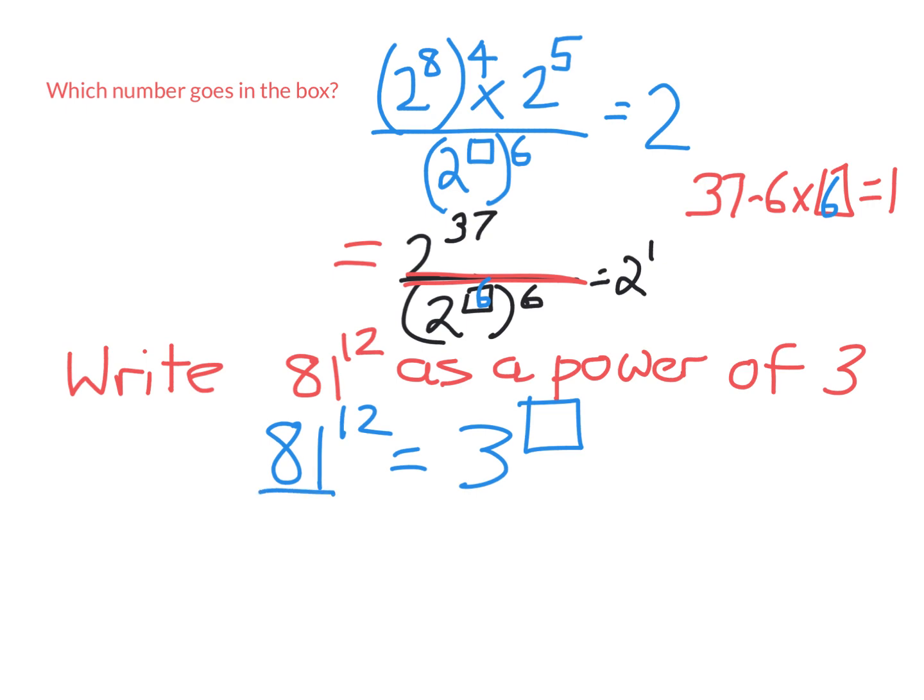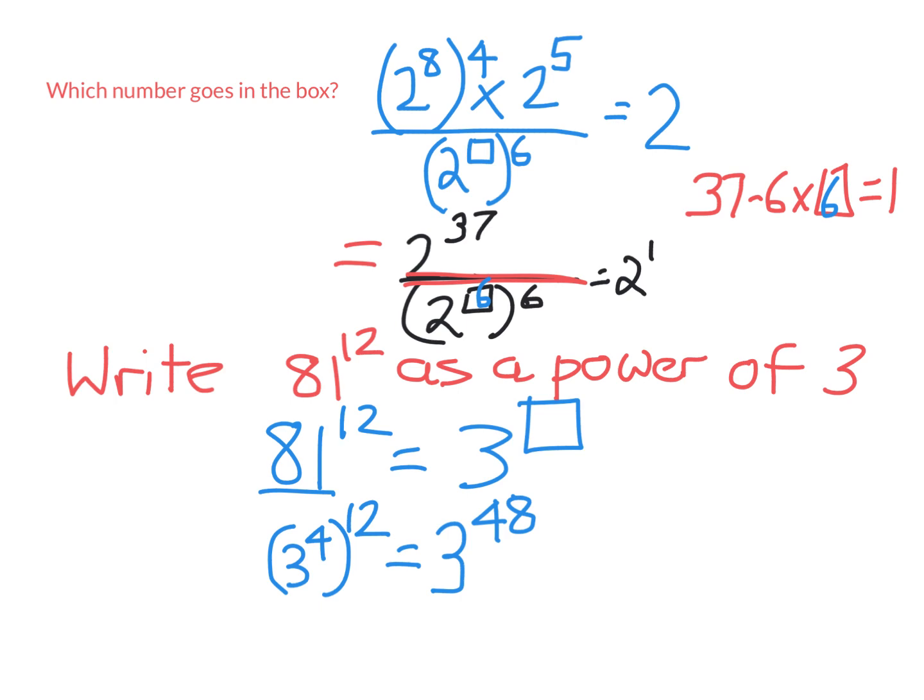Well, note that 81 is actually 3 to the power of 4. So 81 to the power of 12 is 3 to the power of 4, to the power of 12. The power to a power rule tells us we keep the same base and multiply the powers. So 81 to the power of 12 is equal to 3 to the power of 48. I don't know what either of these numbers are. It would be a massive, massive number, but they would be equal.